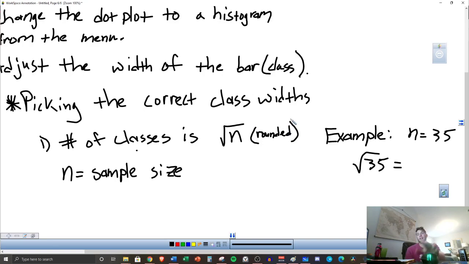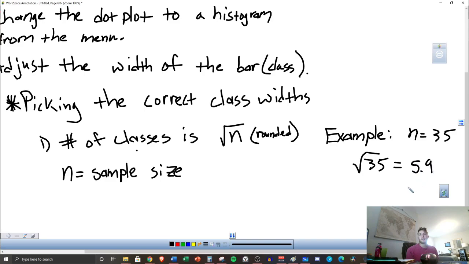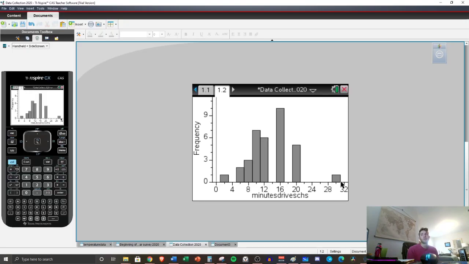All right, we're rounding that. So let me pull up my calculator that I have here. It's just a little quicker. So we're going to square root 35. Square root of 35 is 5.9, so we're going to round that up. So 5.9 is approximately 6. So that's the number of classes that we should have to make a really good bar graph.